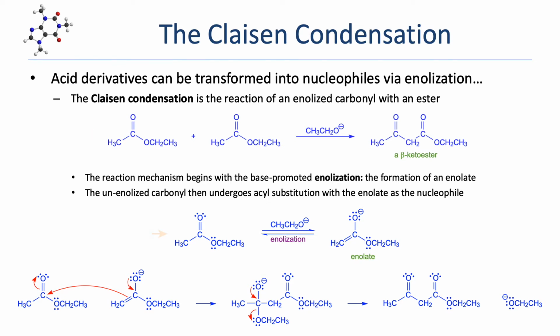The reaction mechanism begins with the base-promoted enolization of one of the esters, and that means that the Claisen condensation requires at least one alpha proton on the ester. The enolate then serves as a nucleophile in a two-step acyl substitution with the ester.